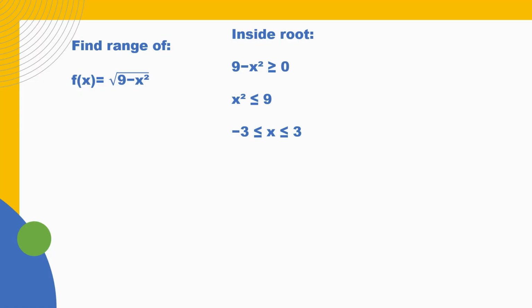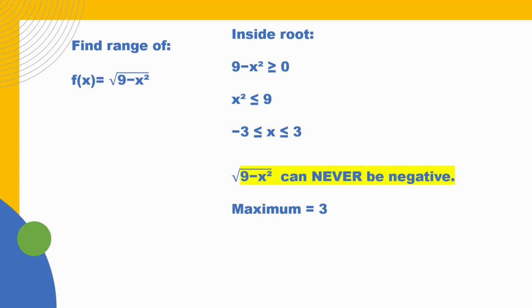Now notice something important. A square root can never give a negative value. So the maximum value of the function happens when x is equal to 0, and the maximum of the function is equal to 3. And the minimum of the function happens when x is equal to 3, and the minimum value of the function is 0. Therefore, the range of this function is from 0 to 3.